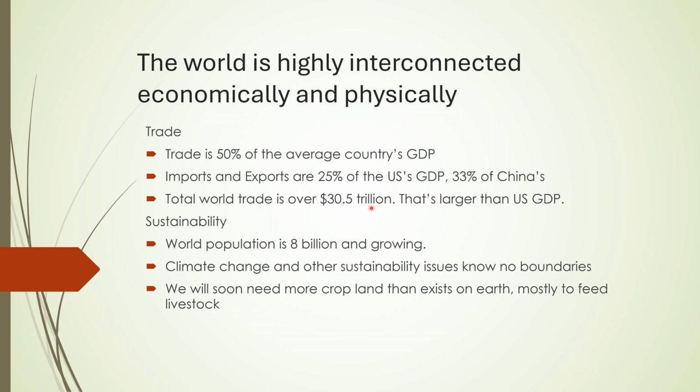We're also tied together by sustainability issues. The world's population has grown to over 8 billion and is predicted to reach 11 billion before leveling out. As people in developing countries achieve higher incomes, they buy more meat, and we're already using 75% of our cropland to grow food for livestock. If demand for meat continues to grow, which it will, we will need more cropland than there's arable land on Earth. And of course, we all know about climate change, which affects everybody. It doesn't matter whether CO2 is produced in Taipei or in Texas, it affects both countries.